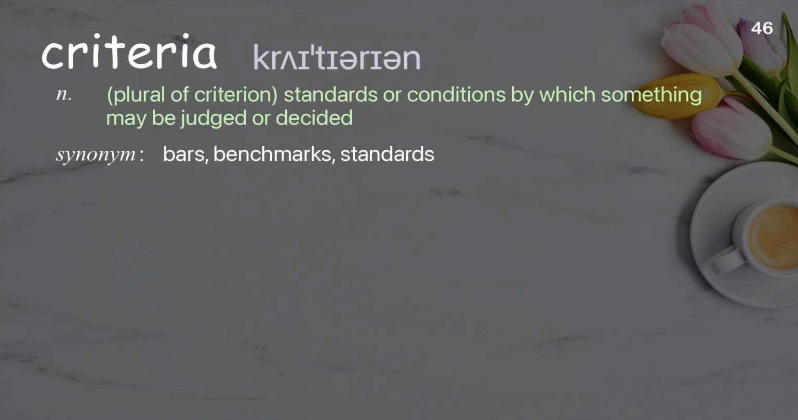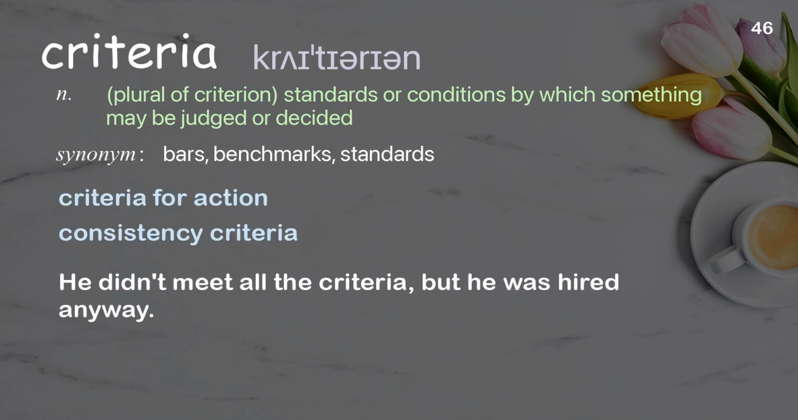Criteria. Plural of criterion, standards, or conditions by which something may be judged or decided. Examples: Criteria for action. Consistency criteria. He didn't meet all the criteria, but he was hired anyway.